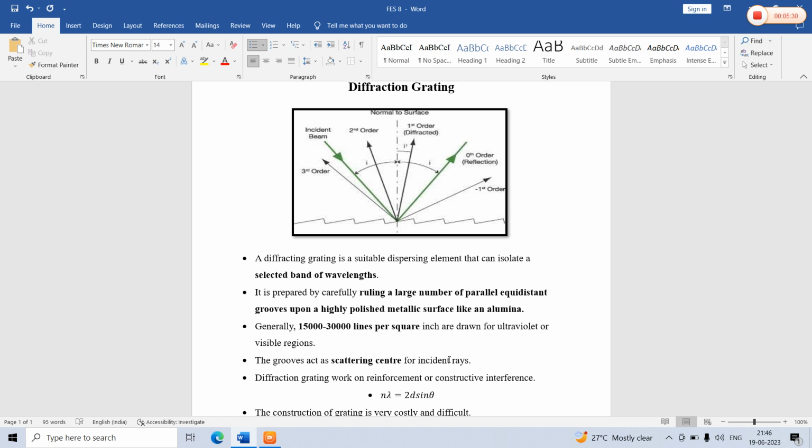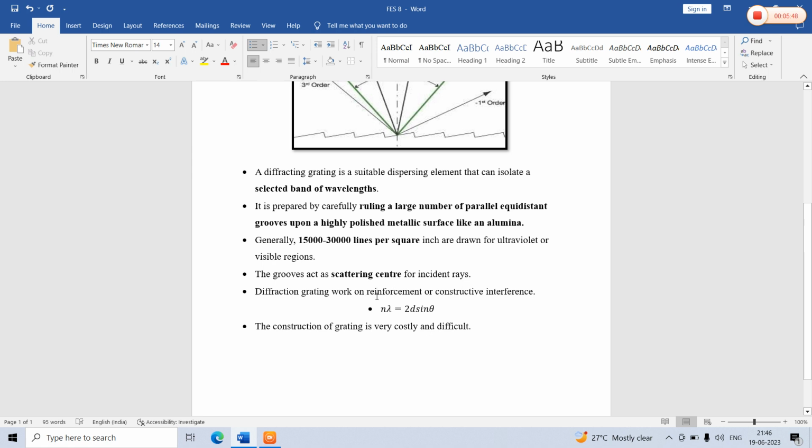But which surface? That is the alumina surface, and whatever lines have been drawn on the alumina surface act as a scattering center for the incident rays. Now the diffraction grating works on reinforcement or constructive interference. So this is the principle of the diffraction grating: it works on the principle of constructive interference or reinforcement.